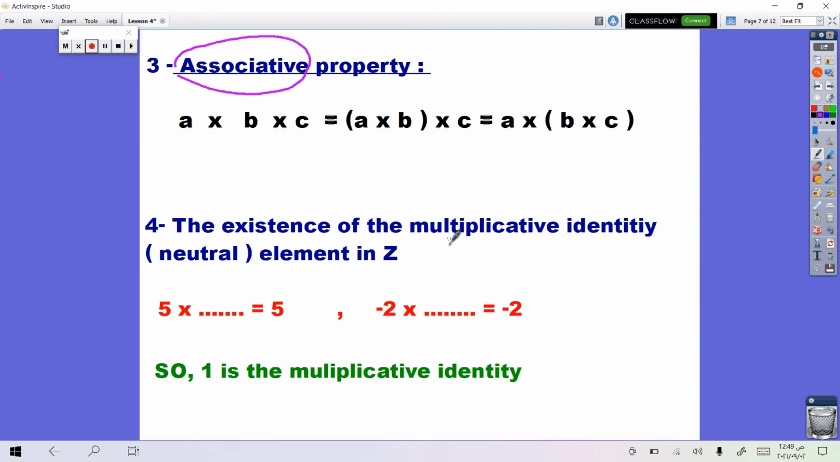Property number 4 is multiplicative identity or multiplicative neutral. The meaning of multiplicative identity is the number that doesn't affect the multiplication operation. So 5 by what equal 5? Here we need to write the number that doesn't affect the multiplication operation. So this number will be 1, because 5 by 1 equal 5. If we have negative 2 by what equal negative 2, negative 2 by 1 equal negative 2. So 1 is multiplicative identity.